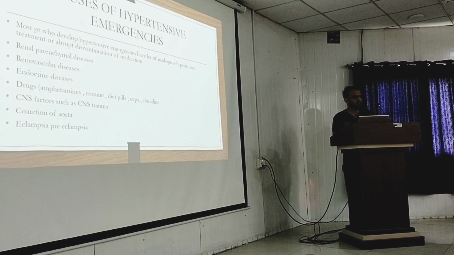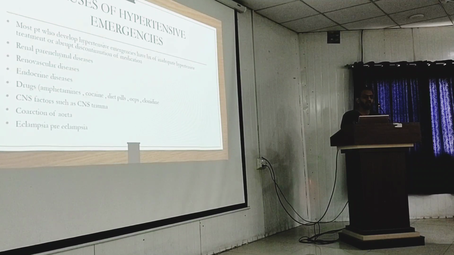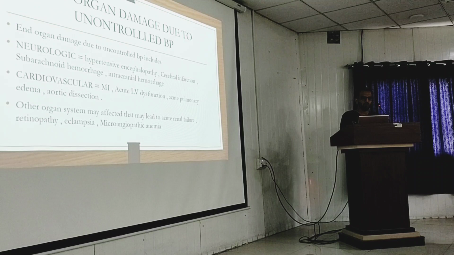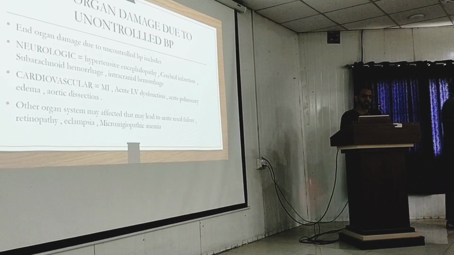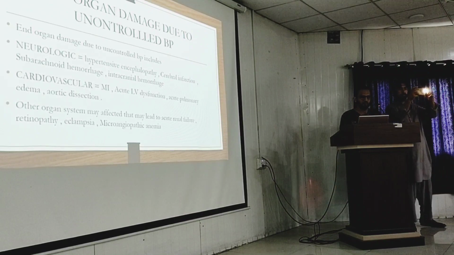Causes of hypertensive emergencies. Most patients who develop hypertensive emergencies have a history of inadequate hypertensive treatment or abrupt discontinuation of medication. Others are renal parenchymal diseases, renovascular diseases, endocrine disease, drugs, CNS factors such as trauma, coarctation of aorta, eclampsia or preeclampsia. Organ damage due to uncontrolled BP includes neurologic, that is hypertensive encephalopathy, cerebral infarction, subarachnoid hemorrhage, intracranial hemorrhage. Cardiovascular is myocardial infarction, acute left ventricle dysfunction, acute pulmonary edema, aortic dissection. Other organ systems may be affected, leading to acute renal failure, retinopathy, eclampsia, microangiopathic anemia.